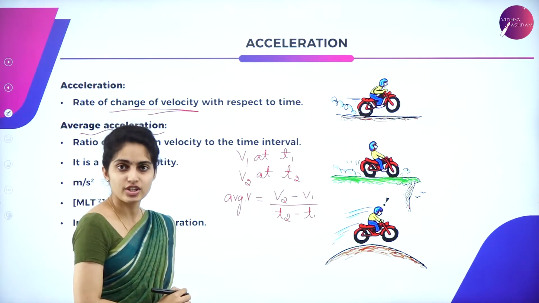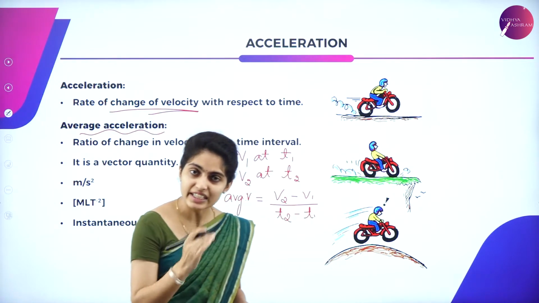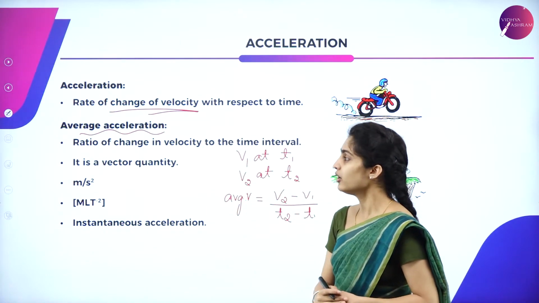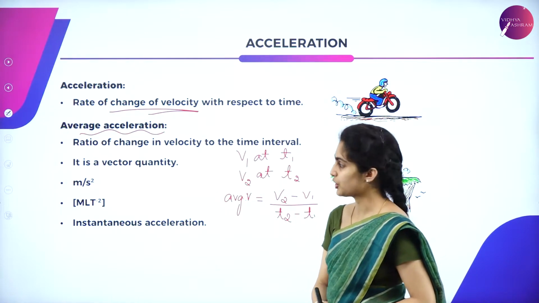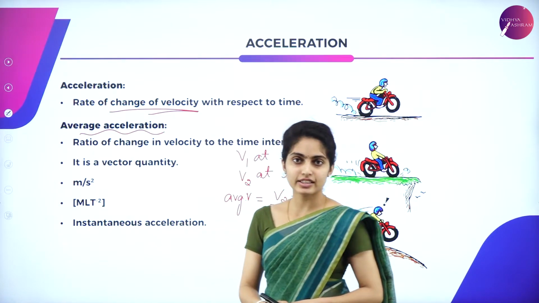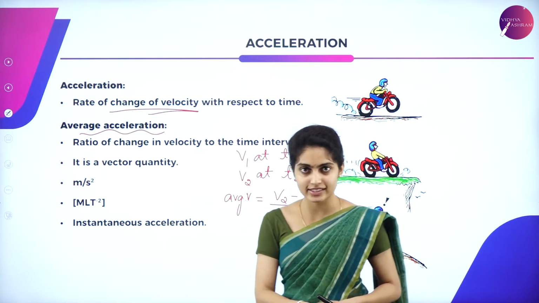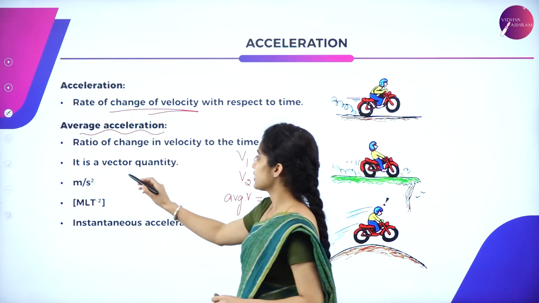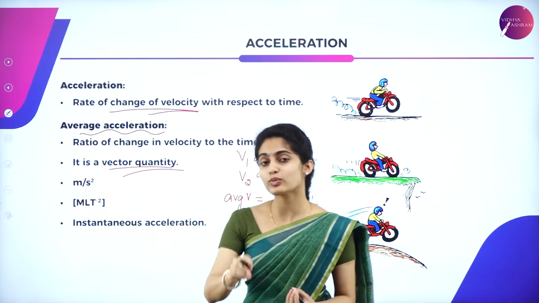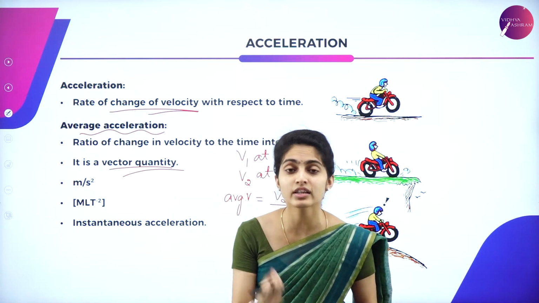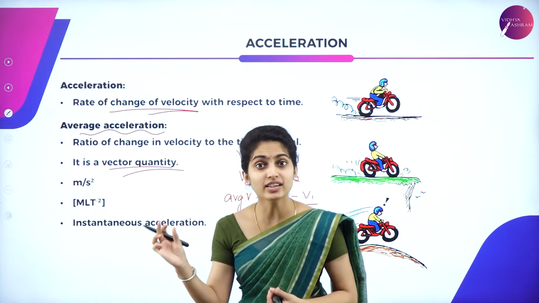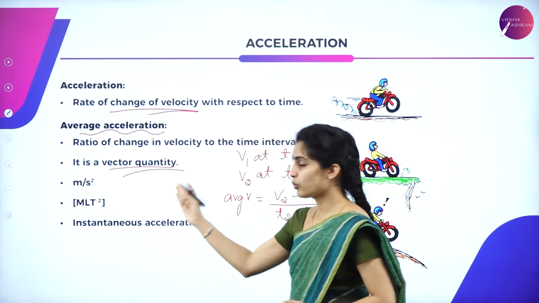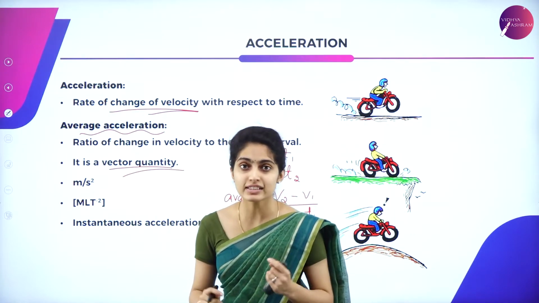So there is change in velocity with respect to a certain interval of time. So it will be dv by dt. So that is all about your average acceleration. Acceleration is a vector quantity. So what is this vector quantity? Vector quantity is the one which has magnitude, that is the number, the value, as well as direction.